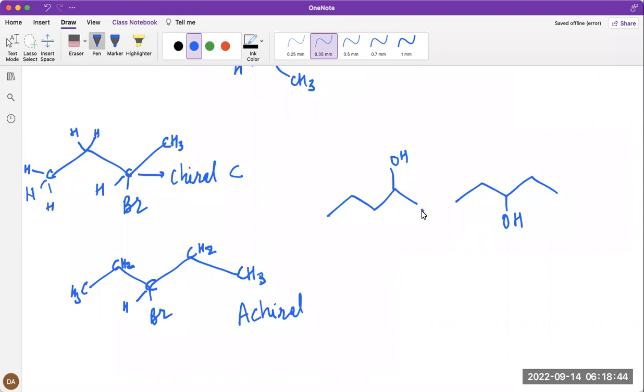Here, if I count 1 and 2, the OH is sitting on the second carbon. Here, if we count 1, 2, and 3, the OH is sitting on the third carbon. Here, guys, the connectivity is different. So these 2 are constitutional isomers and not stereoisomers.